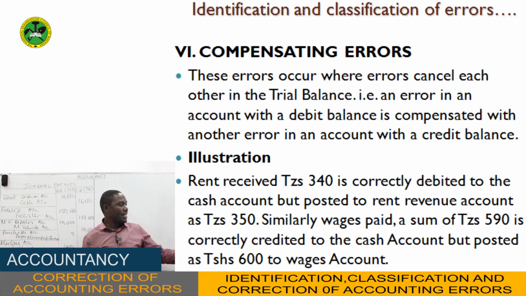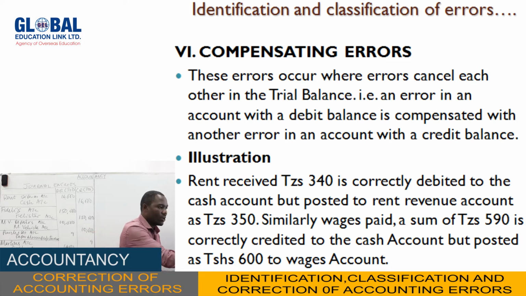Rent received TZS 340 is correctly debited to the cash account but posted to the rent revenue account as 350. So in the cash book it was correctly posted, but the error was on the revenue account, which was overstated by 10. Rent revenue has a credit balance. So to correct this, we need to debit rent revenue.